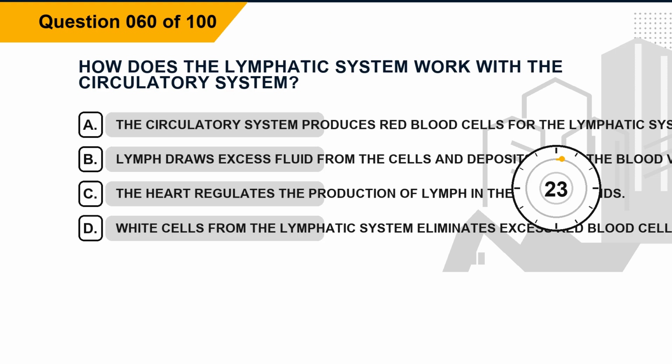Question 60. How does the lymphatic system work with the circulatory system? Option A. The circulatory system produces red blood cells for the lymphatic system. Option B. Lymph draws excess fluid from the cells and deposits it into the blood vessels. Option C. The heart regulates the production of lymph in the lymph glands. Option D. White cells from the lymphatic system eliminates excess red blood cells.